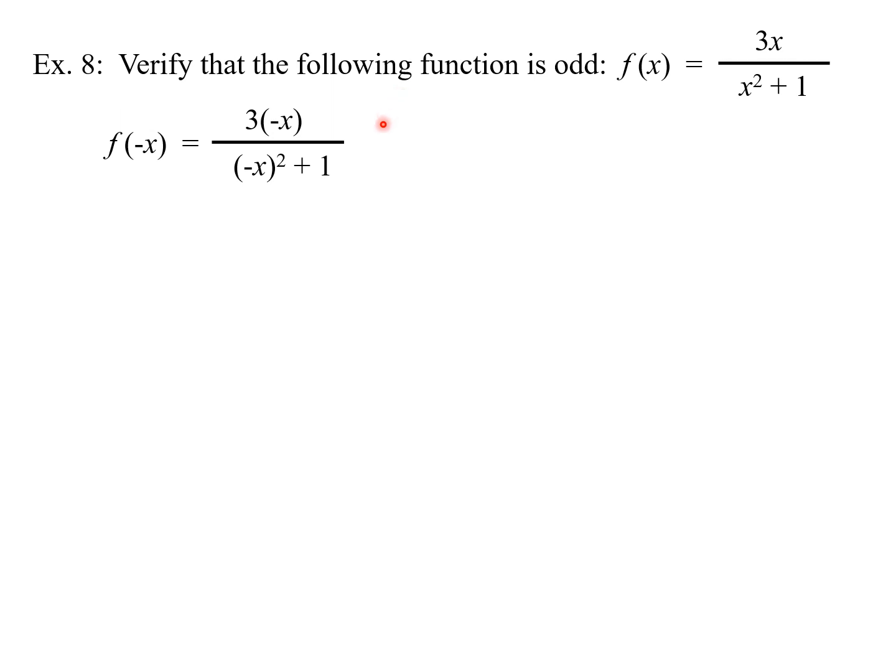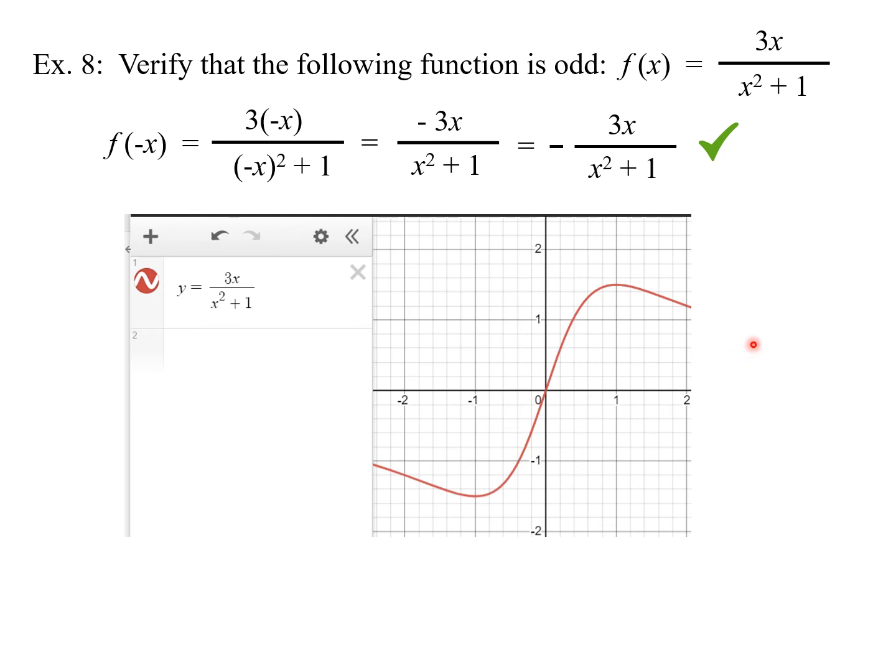All right, so the numerator is going to become negative 3x. The denominator, negative x squared, is positive x squared, negative times negative. And so we get this. I'm going to pull the negative sign out to write it like this. And then notice that 3x over quantity x squared plus 1 is the original function. So this is negative f of x. So the function is odd. And just to show that graphically, you plot this in Desmos, and here's what it looks like. As you can see, it's symmetric with the origin. So it shows that that's an odd function.